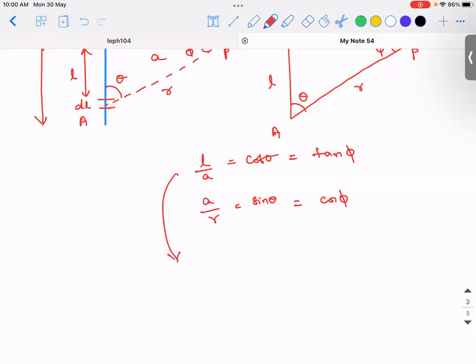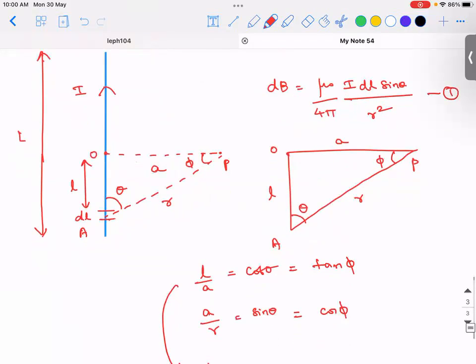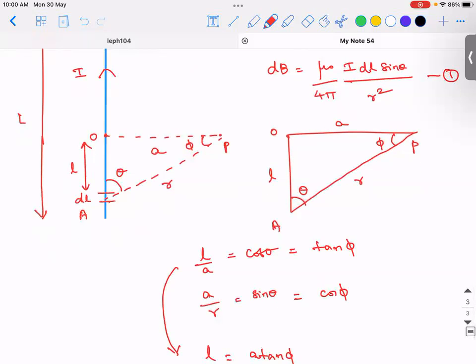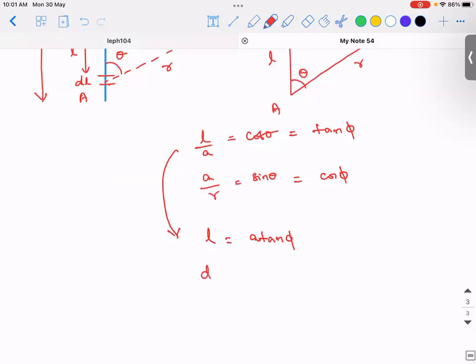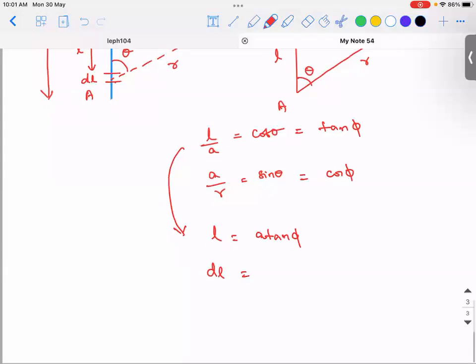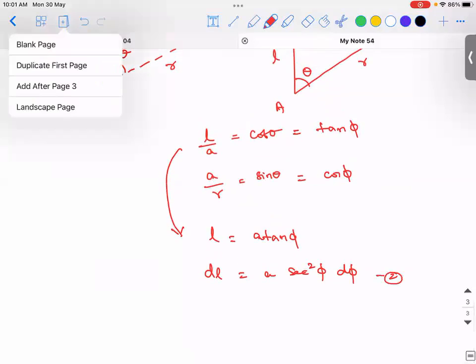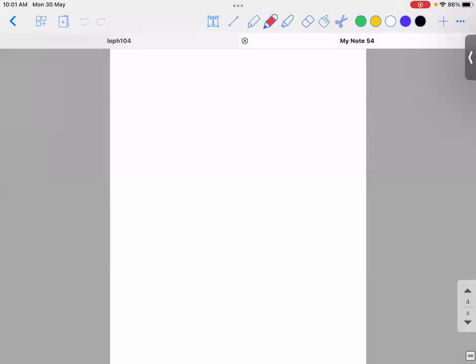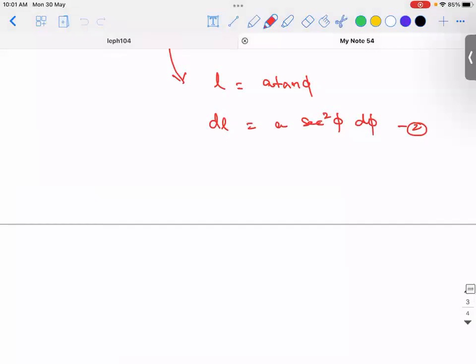So from this, can I say L is equal to A tan phi, guys? But if you look at the first expression that I'm trying to talk about, do I need L or dL? I need dL. So if I need dL, then what I will do is differentiate on both the sides. dL will be equal to A secant square phi d phi. This is called chain rule. Let me call this equation number 2. Is there any doubt? dL is equal to A secant square phi d phi.